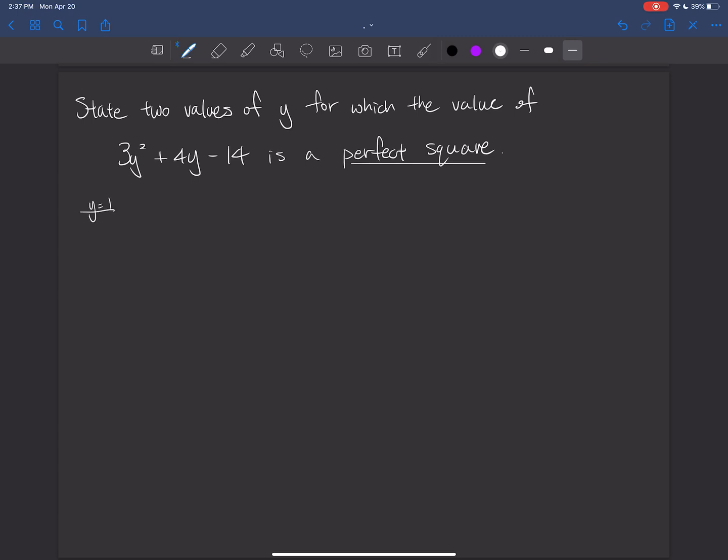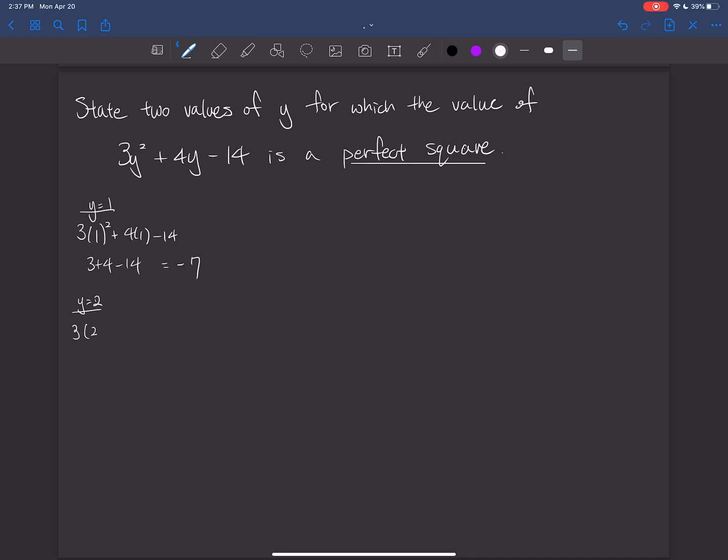When y is 1, the expression is 3y squared, so 3 times 1 squared plus 4 times 1 minus 14. That's 3 plus 4 minus 14, and that's negative 7. So that is not a perfect square. So let's move on to y equals 2.